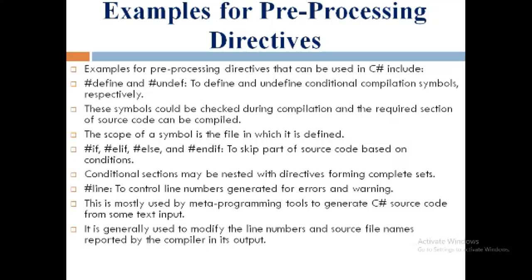#line to control line numbers generated for errors and warnings. This is mostly used by metaprogramming tools to generate C# source code from some text input. It is generally used to modify the line numbers and source file names reported by the compiler in its output.